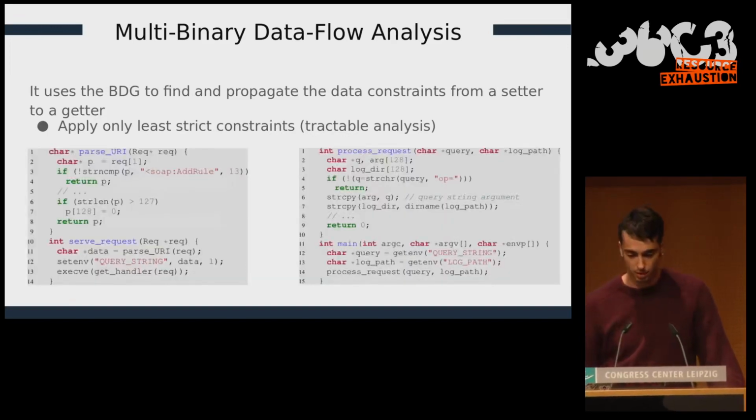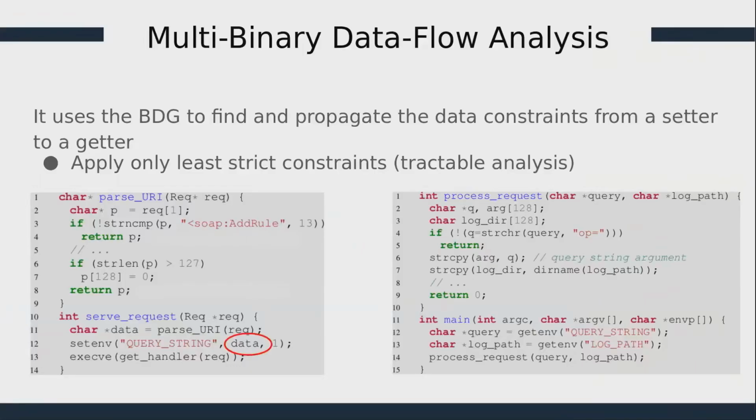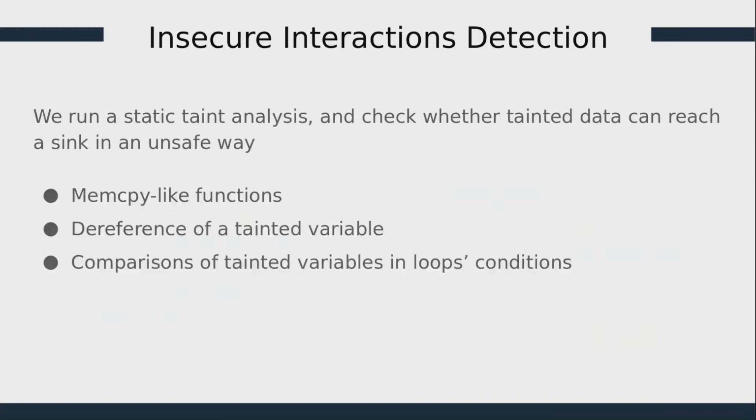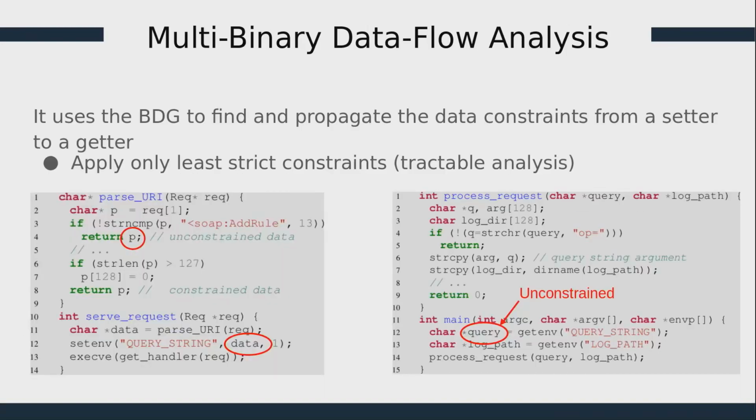Let's see an example. Again, we have our two binaries, and we see that the variable passed to the setenv function is data, which comes from two different paths from the parse URI function. In the first case, the data passed is unconstrained, while in the second case, at line 8, it is constrained to be at most 128 bytes. As such, we only propagate the constraints of the first one. In turn, the getter binary will retrieve this variable from the environment and set the variable query, which in this case will be unconstrained.